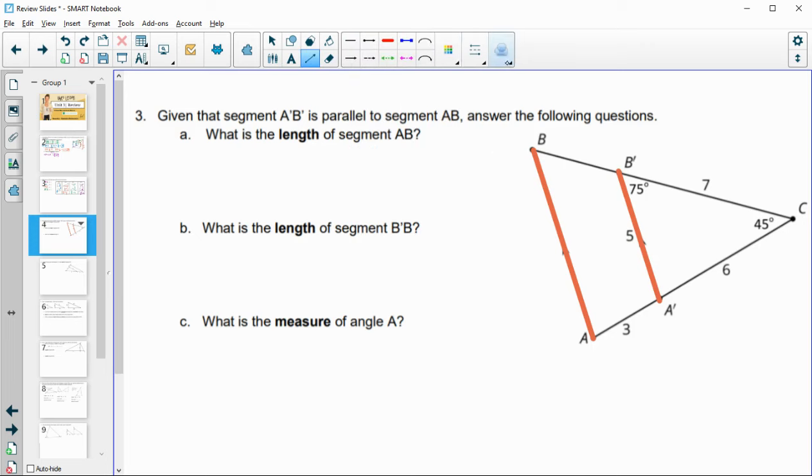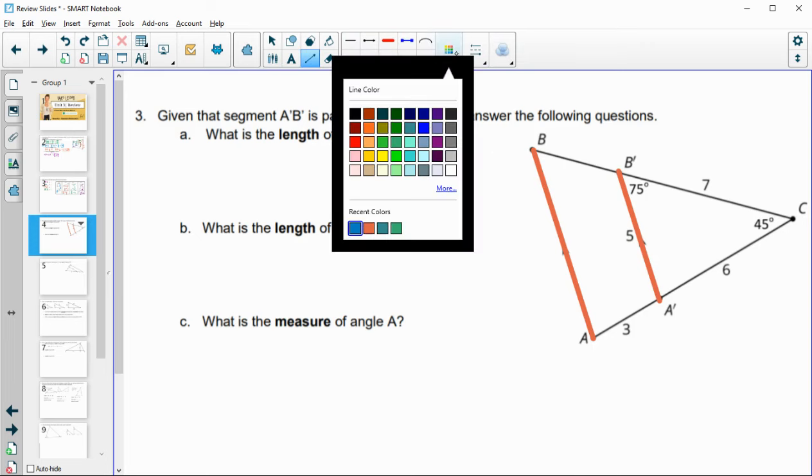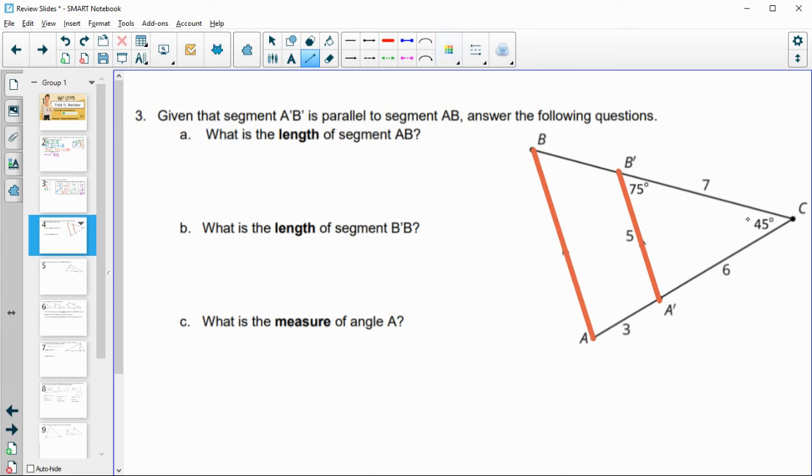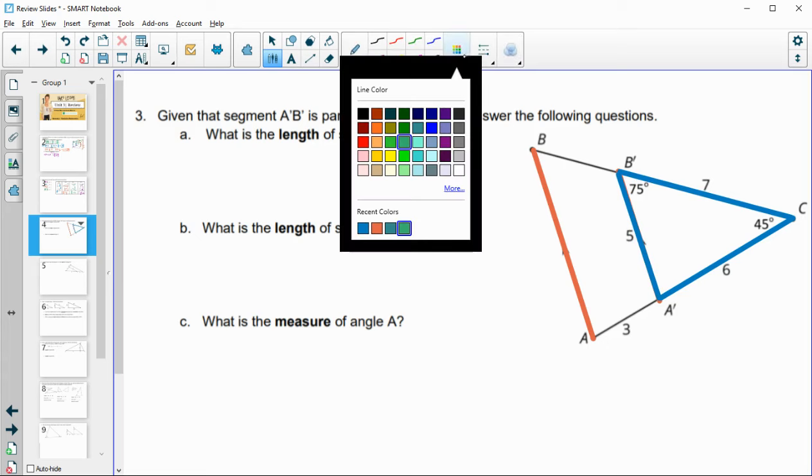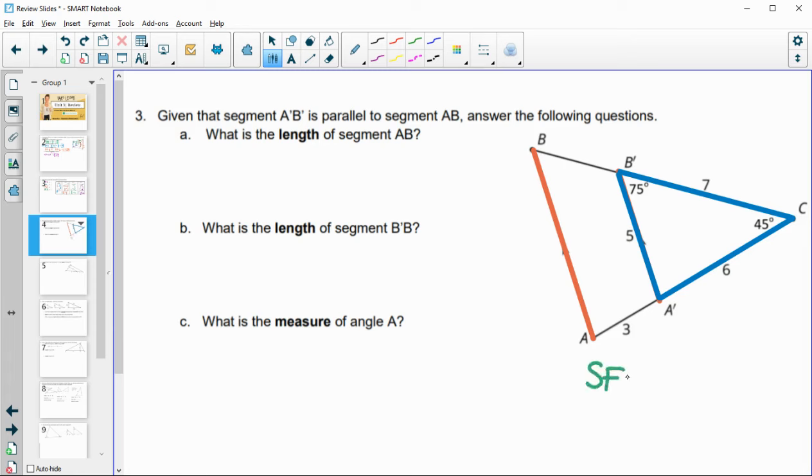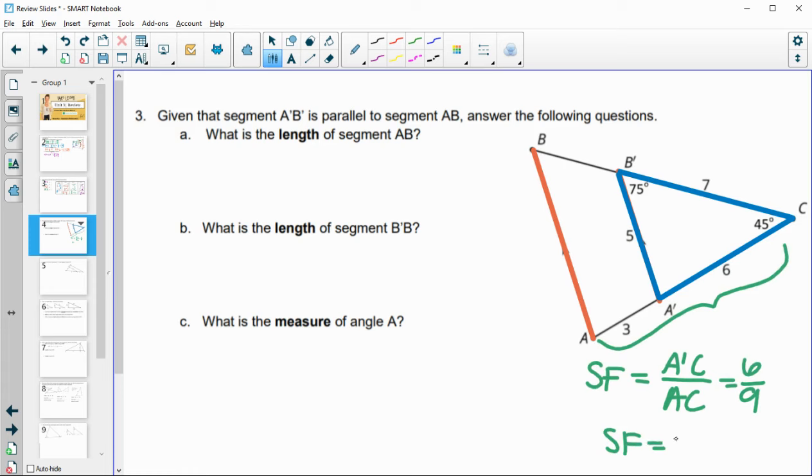So we've got these 2 triangles in here. Let me highlight the 2 triangles that we're seeing. We've got this larger triangle ABC, then we've also got this smaller triangle A prime, B prime, C prime. If we take a look at how much smaller this blue one is by finding the scale factor, if I just compare the new side A prime C versus the original side AC, A prime C is 6, AC is 9. So our scale factor here is 2/3.